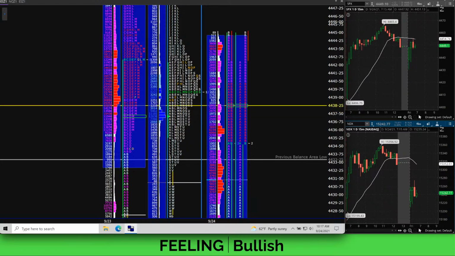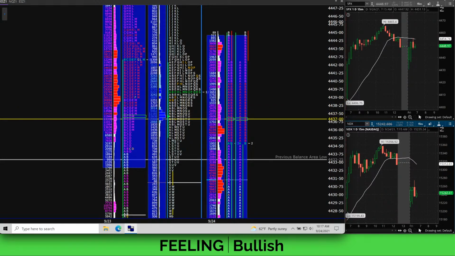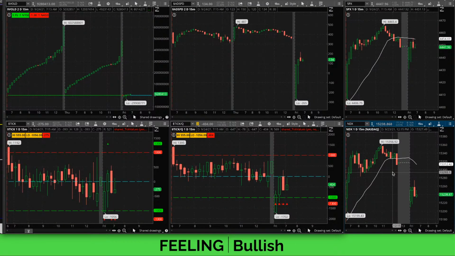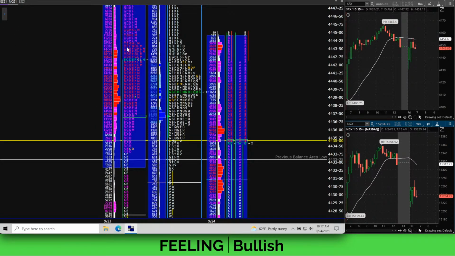On the Russ. On the low caps. Let's take a look at the Q. The Q looks a bit weaker than the ES here.